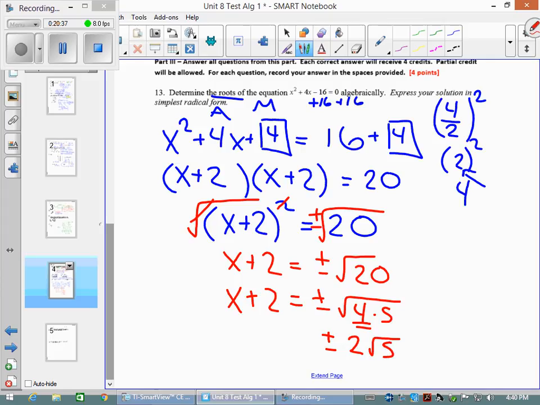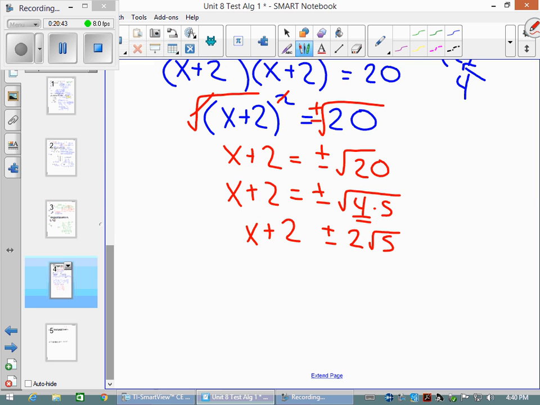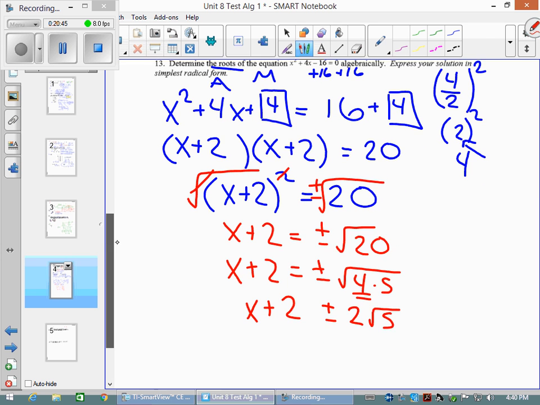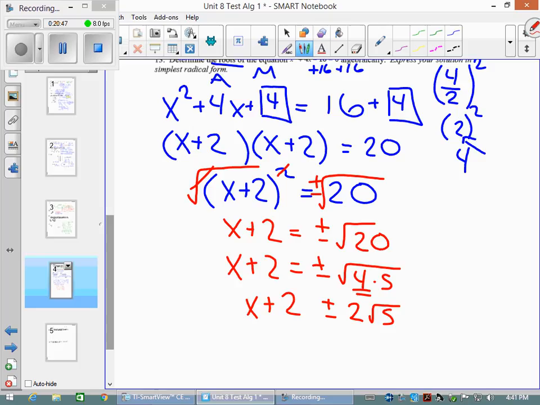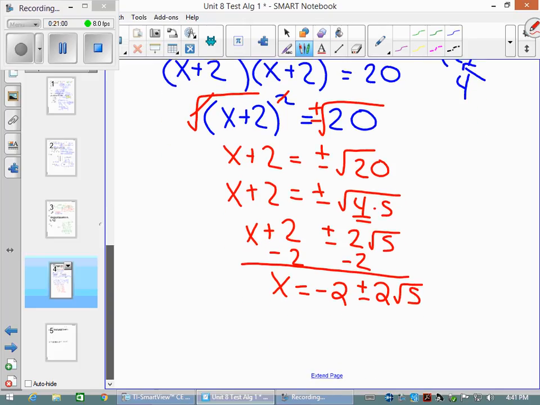In order to solve for my roots, or my zeros, or my x-intercepts, I need to get x by itself. So I do need to subtract this 2 on both sides. I would get that x equals negative 2 plus or minus 2 radical 5. And at this point, I cannot actually subtract or add these values because this 2 is with the radical 5, so I cannot combine those 2's. I do need to just leave it just like that.